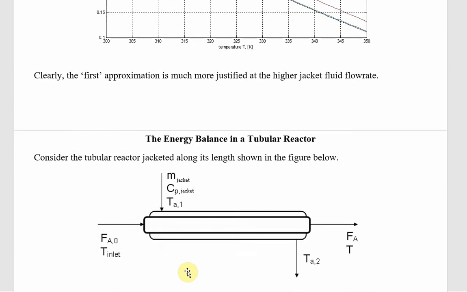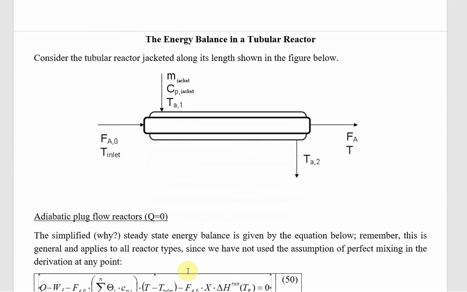So that's not yet showing us design. So let's look at modifying some of our basic reactor types and doing a design now. So here we have our tubular reactor, and you can see here we've got our jacket. So it's a double pipe sort of arrangement.